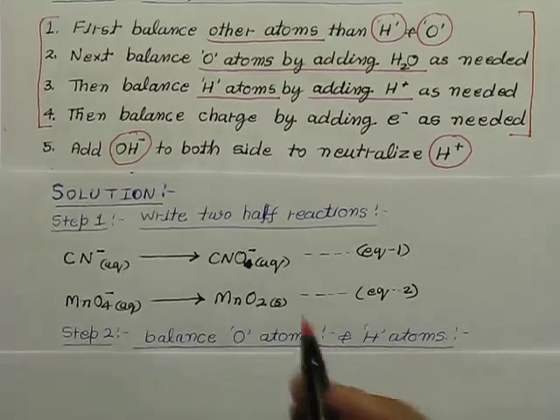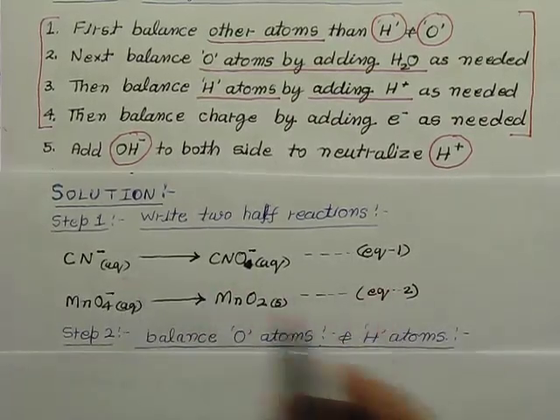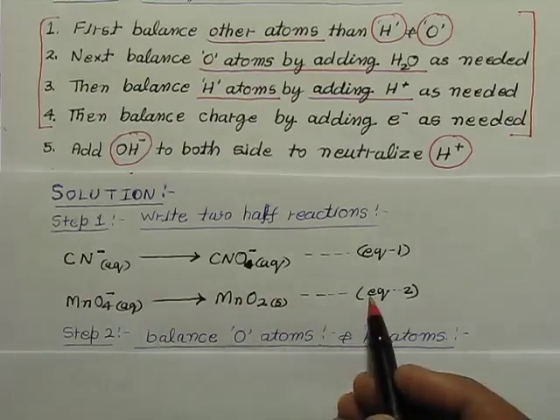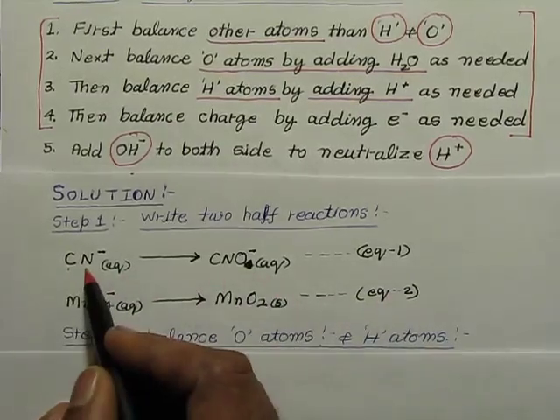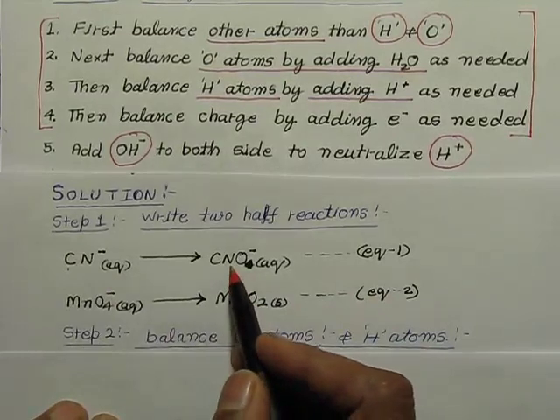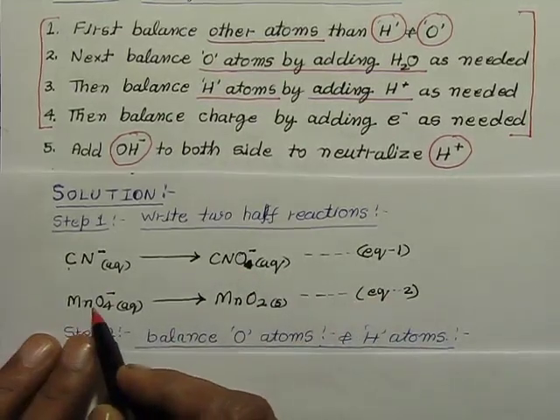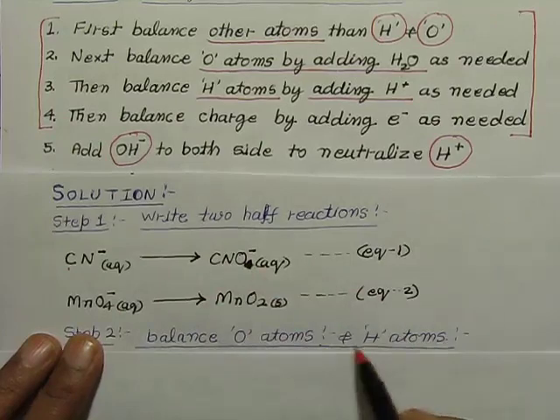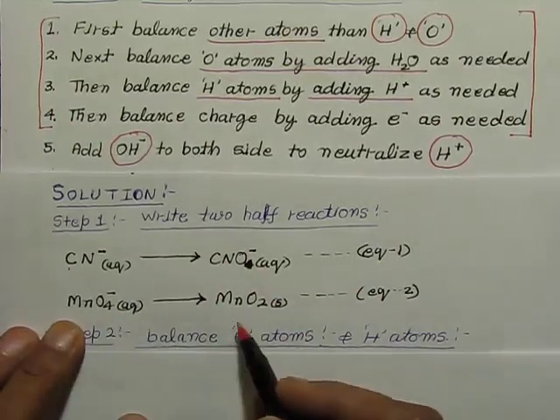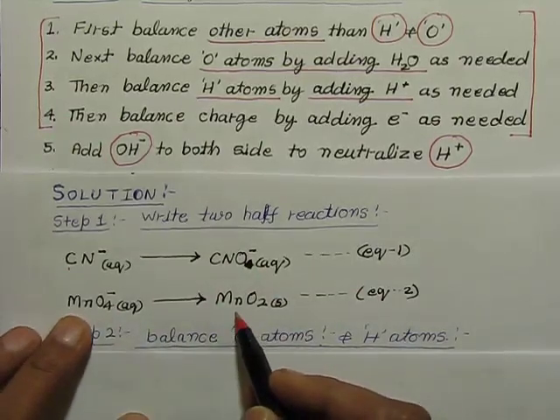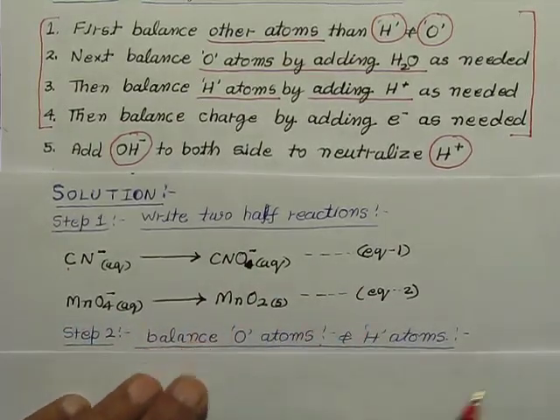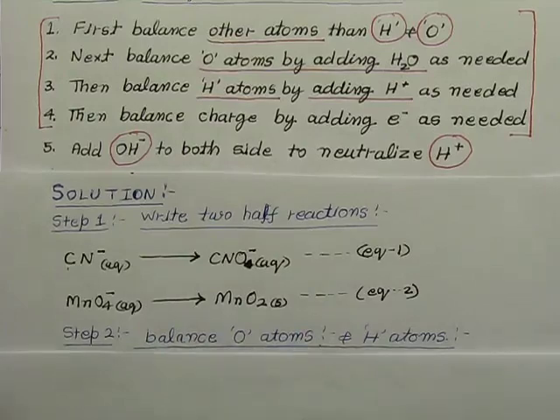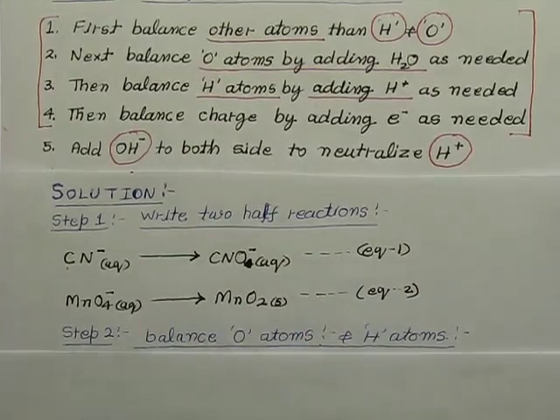Next step, we have to balance oxygen and hydrogen atoms. If you see equation number 1 and equation number 2, basically other atoms are already balanced. One carbon is here, one carbon is here, one nitrogen on this side, one nitrogen on this side, and oxygen is not balanced, so we have to balance that. And manganese, one atom on the left hand side, one atom on the right hand side, both are the same. So let's balance oxygen atoms and hydrogen atoms first.